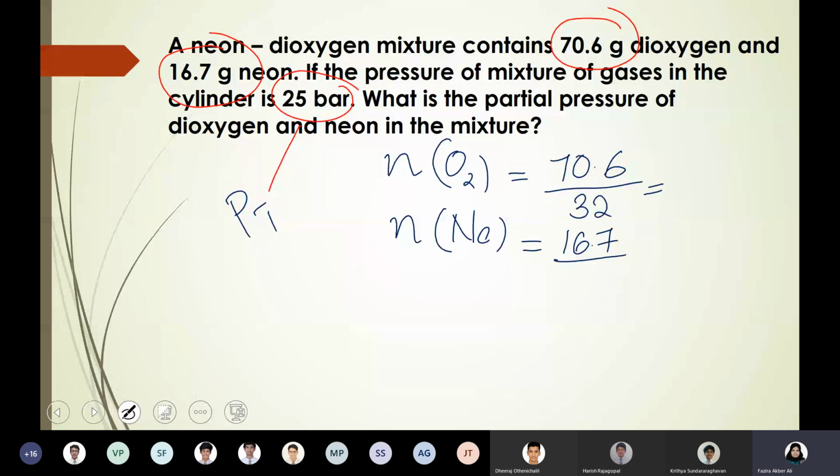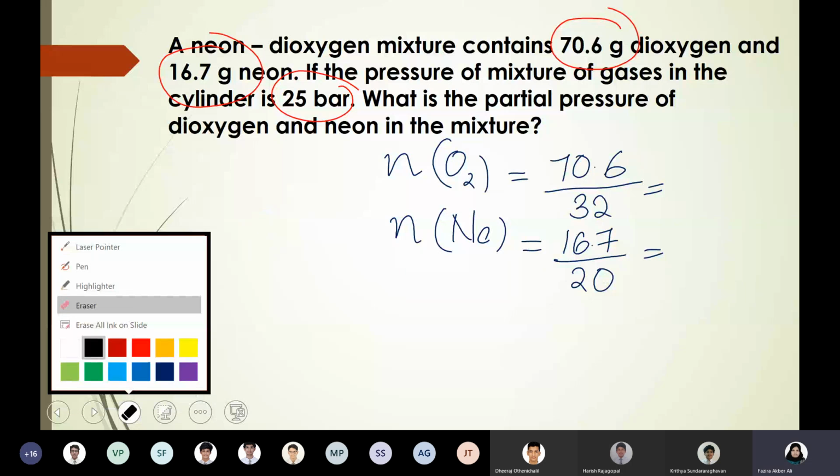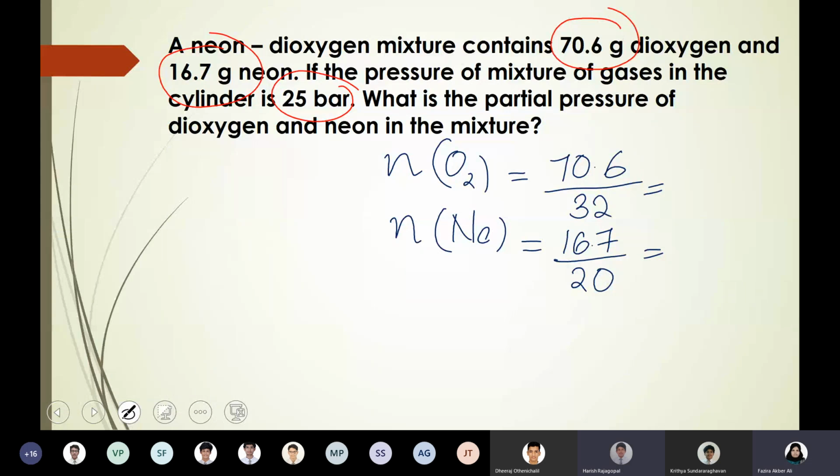Molar mass. 10 is the atomic number, molar mass is 20. Yes, Siddharth, correct. So you're getting the number of moles. After that, the next step will be... finding the number of moles is the first step. The second step is finding the mole fraction of oxygen.